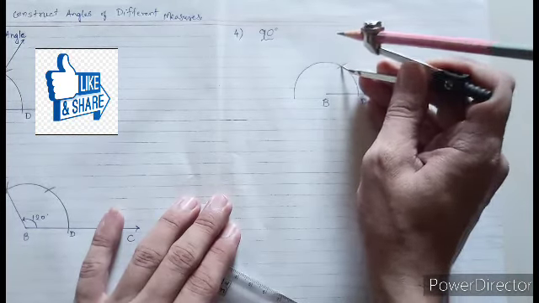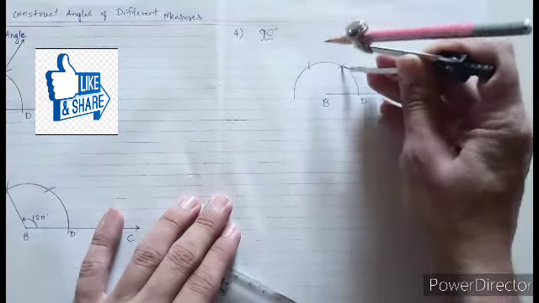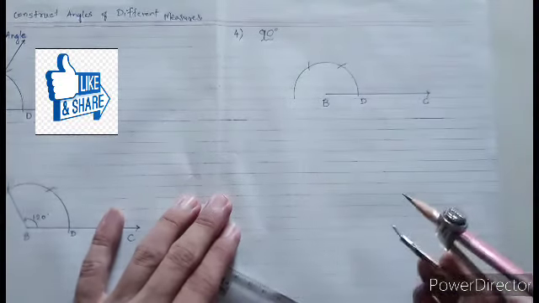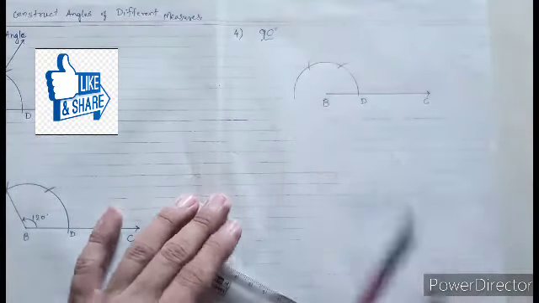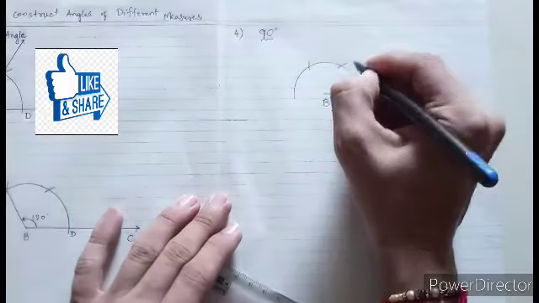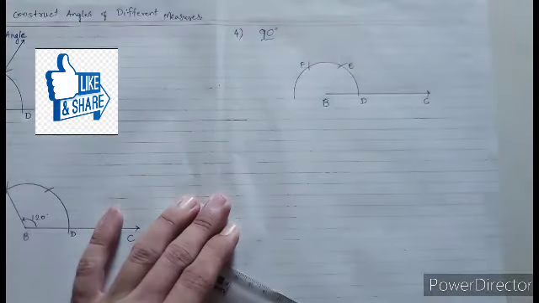Now from this 60 degree point, make another arc on this semicircle. This is for 120 degree. And now as we want a 90 degree angle, from these two points, suppose we name these points as point E and point F. E is for 60 degree and F is for 120 degree.